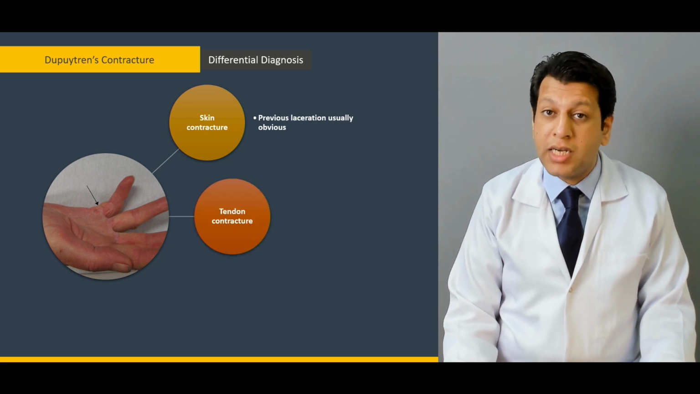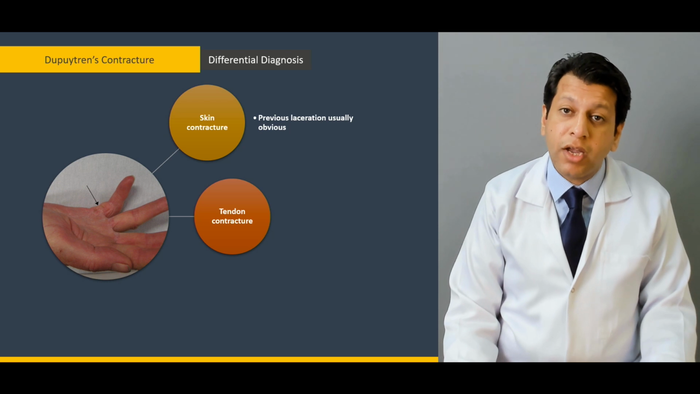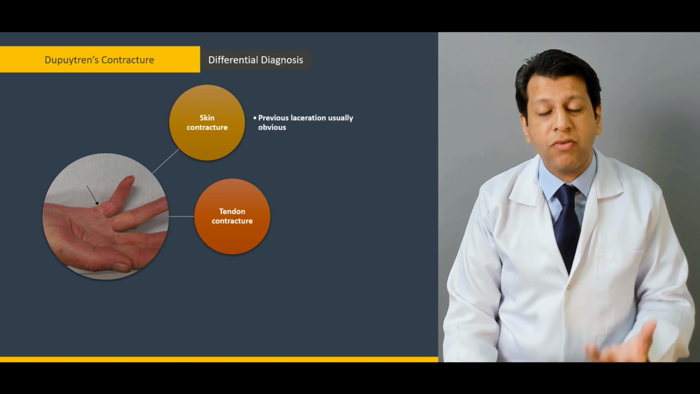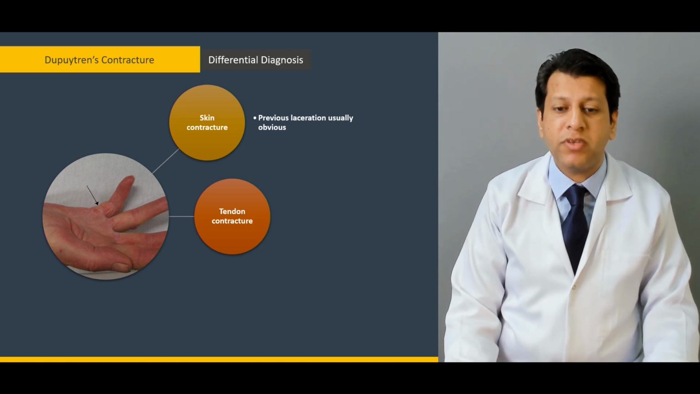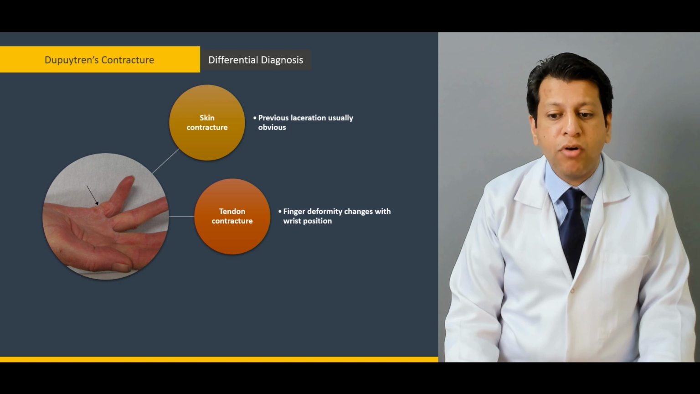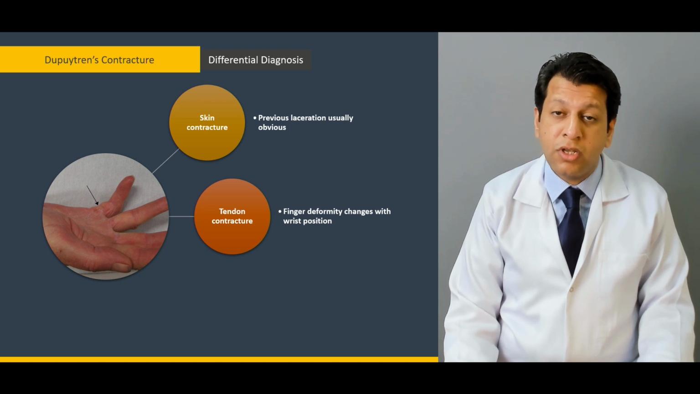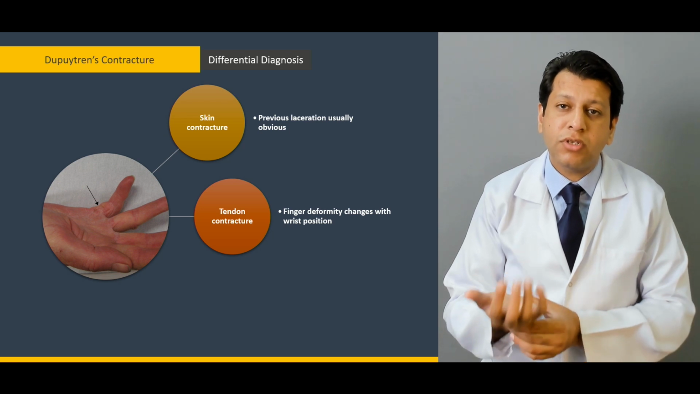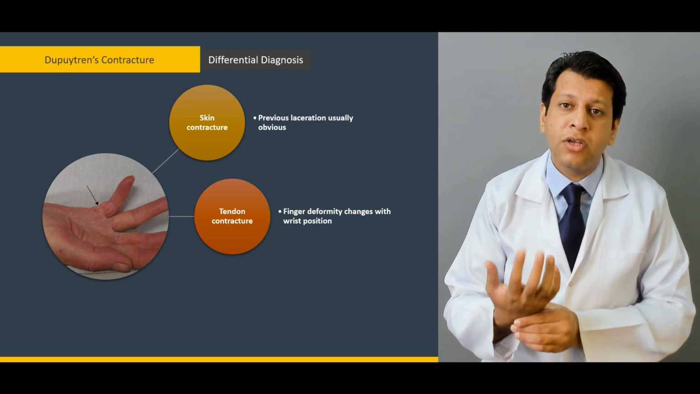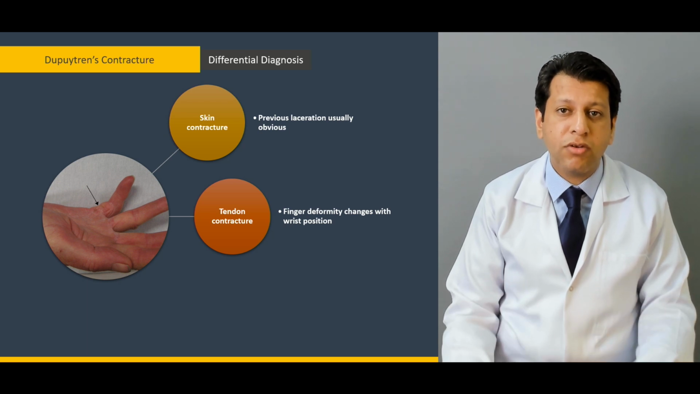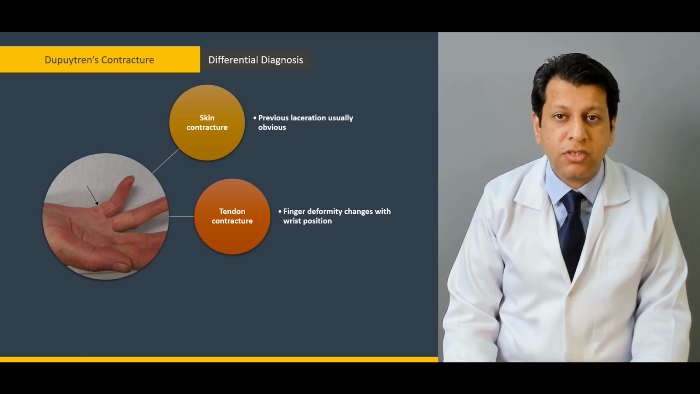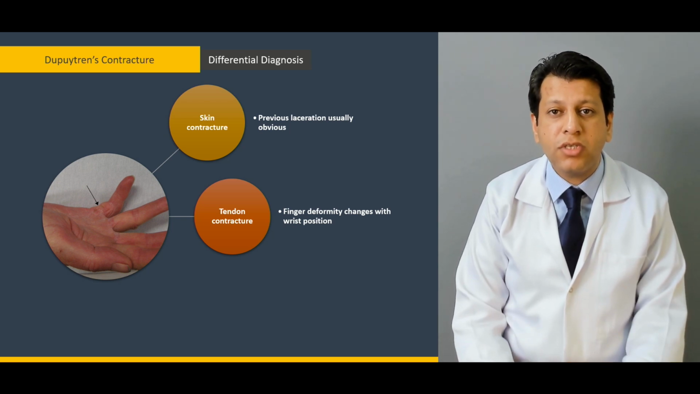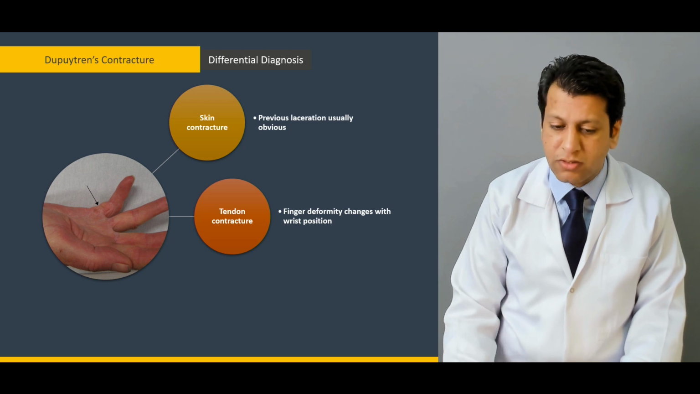There may be tendon contractures. We need to get a careful history as well. Usually tendon contractures are associated with either previous trauma or some form of surgery. And finger deformity usually changes with the wrist position, which is important. When we cause extension or flexion at the wrist joint, usually extension causes flexion of the fingers and flexion causes extension or straightening of the fingers. If this is happening, then most likely this is a tendon pathology due to tendon tightness.